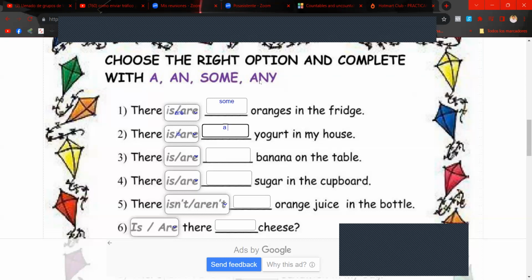Ya se los he dicho. There is some yogurt. Eso es todo. Pero después de que ya entregaste el examen, así no vale. There is some yogurt in my house. Sí. Vamos, ¿cómo sería el siguiente?